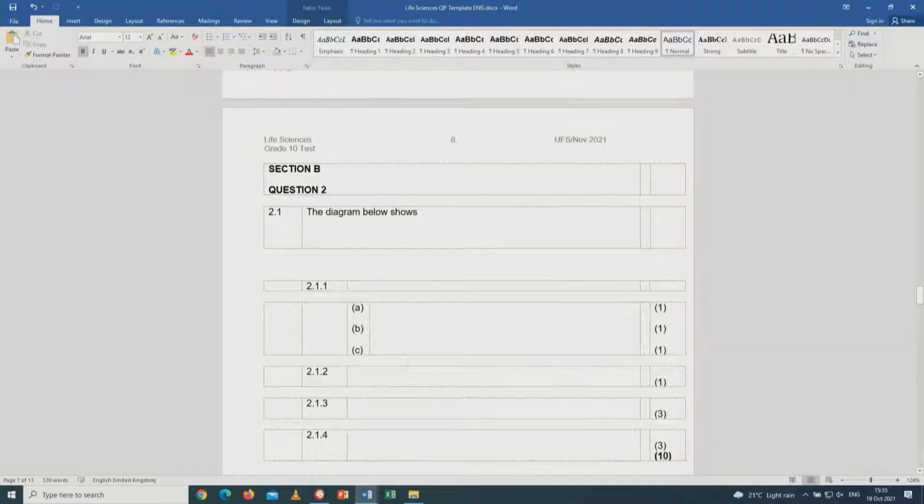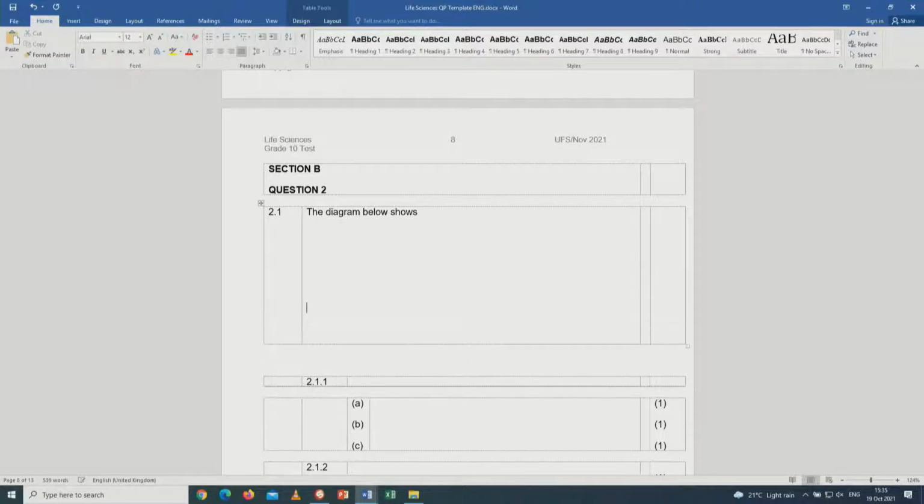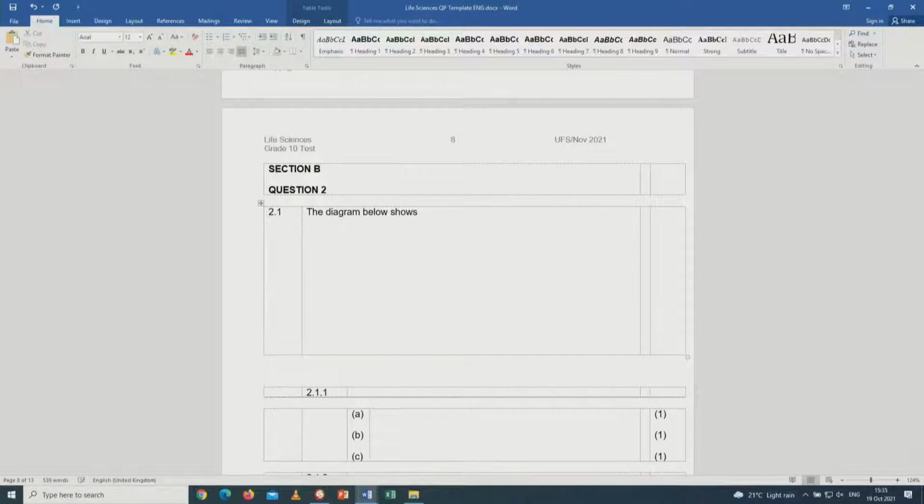Section B, there's questions for section B. Now, I like to put the diagrams or graphs or tables that I use inside the template. Then you know they won't jump around, you won't lose them.